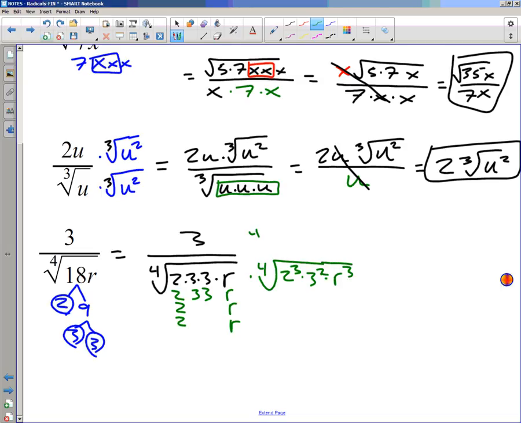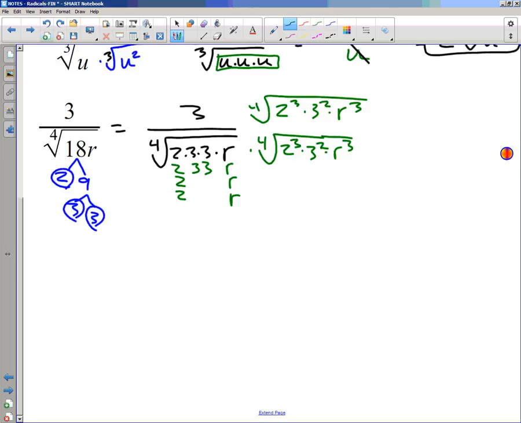And we're going to, of course, have to multiply it by the same exact thing on the top. So 2 cubed times 3 squared, and r cubed, and those are all both under 4th roots. All right, let's see where we can go from this. On the top, we're going to have 3 times our 4th root. I'm going to go ahead and simplify this. 2 cubed is 8. 3 squared is 9.